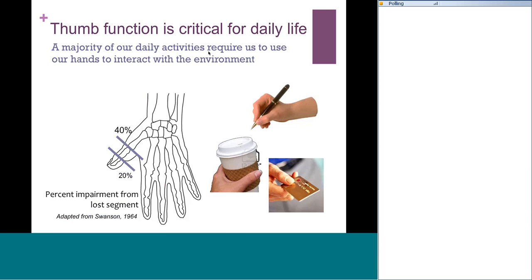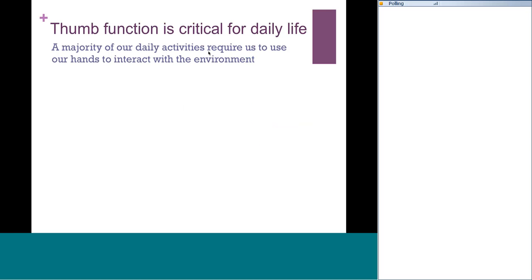So I don't have to give very much motivation to explain that thumb function is critical for daily life. Here are some basic illustrations of really fundamental tasks we do without thinking about them. And a majority of our daily activities require us to use our hands to interact with the environment. In a basic study from 1964, a clinical review demonstrated that 40% of all daily activities involve the thumb.